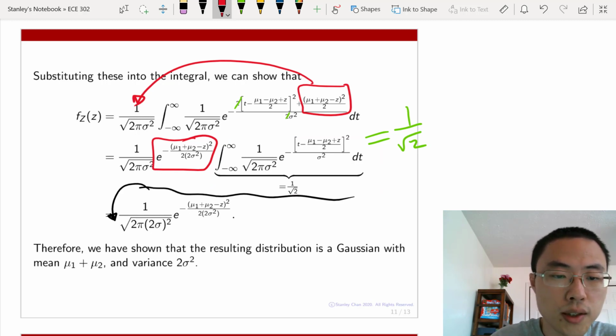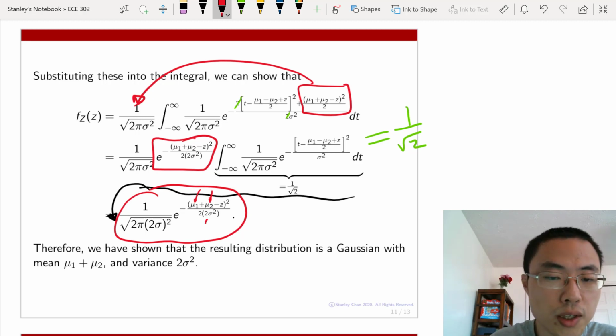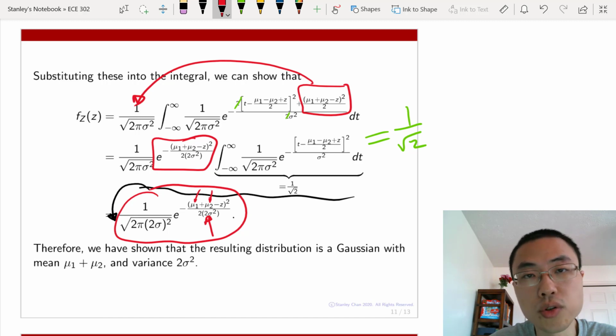This is what? This is a Gaussian PDF. The new mean would be mu1 plus mu2 because your dummy variable is z. So you have mu1 plus mu2 being your new mean. The variance is just 2 times the variance, sigma squared. And so the variance becomes twice.